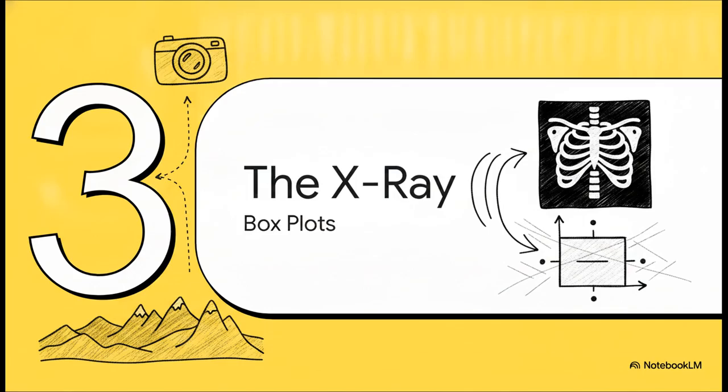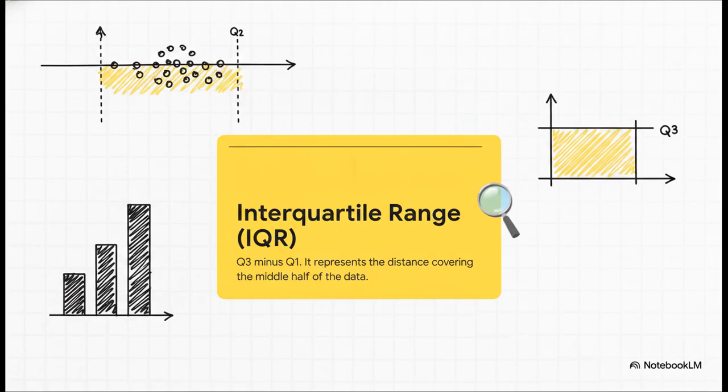Section 3. Box plots, the X-ray. So, if the histogram is a wide-angle photograph of the whole landscape, the box plot is like an X-ray. It strips away all the noisy surface details to show you the data's underlying skeletal structure. But before we go building one, let's define a little more notation so it's a total breeze when we see them in action.